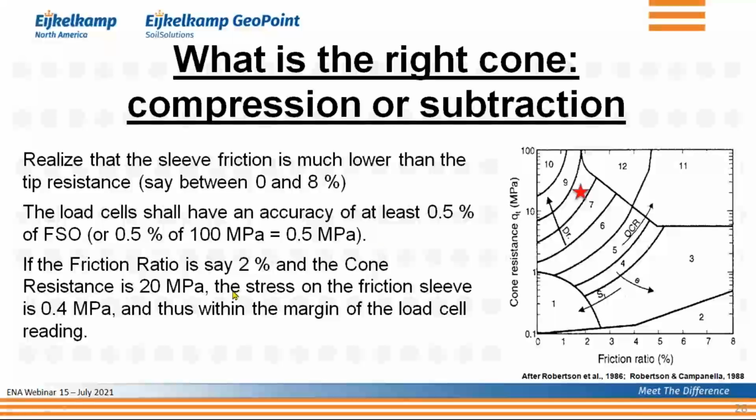But that 0.4 megapascal is less than the accuracy of the load cell, because that combined load cell has to be rated at least for the tip resistance, which means it's at least 100 megapascal. And that basically means that if you have a subtraction type cone, you may not be able to catch the sleeve friction accurately. And when you are taking measurements, you have to make sure that you can cover and measure the sleeve friction accurately as well.